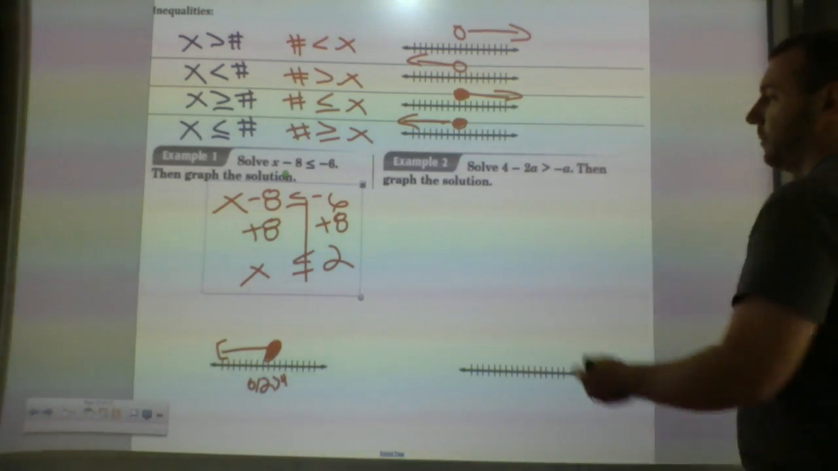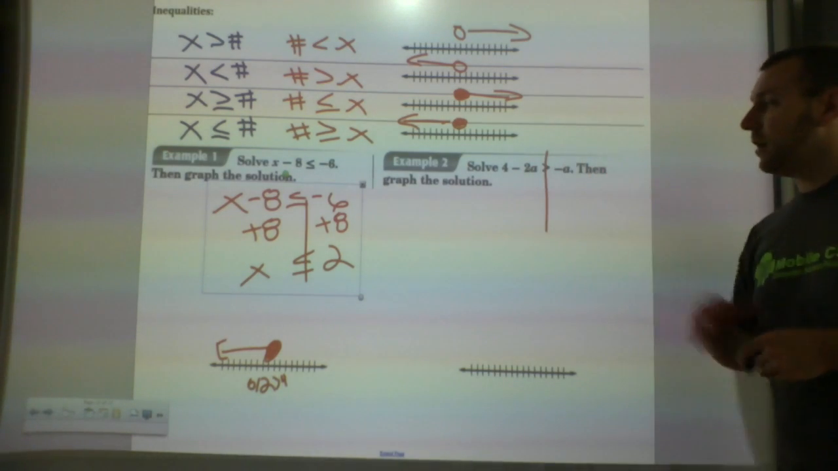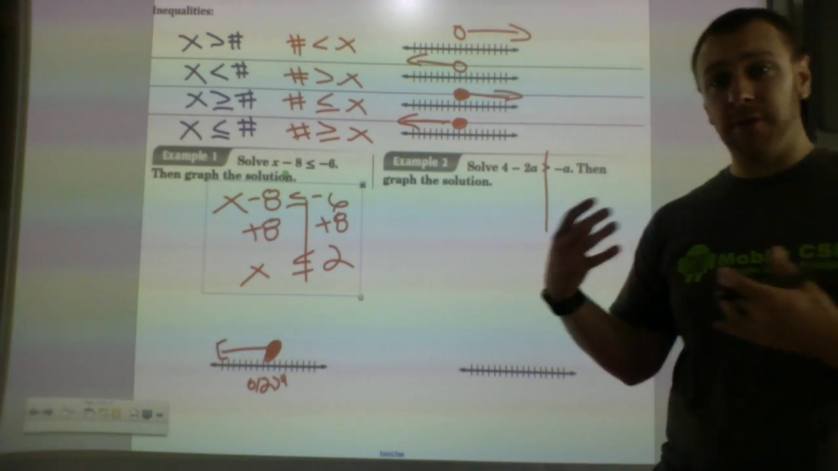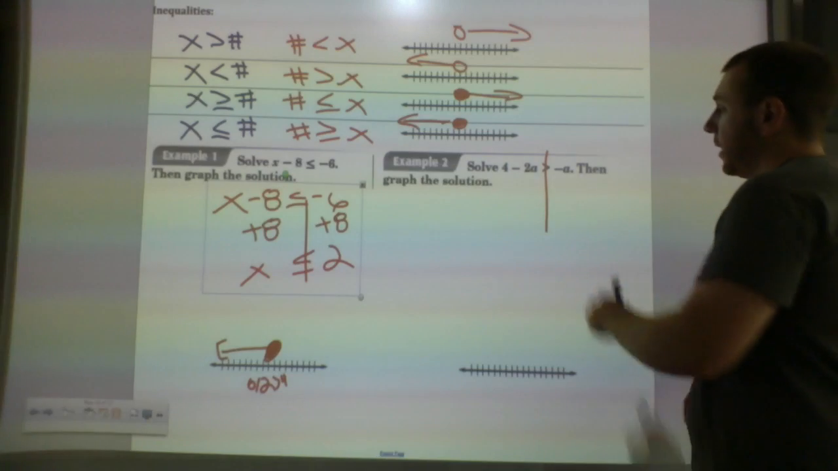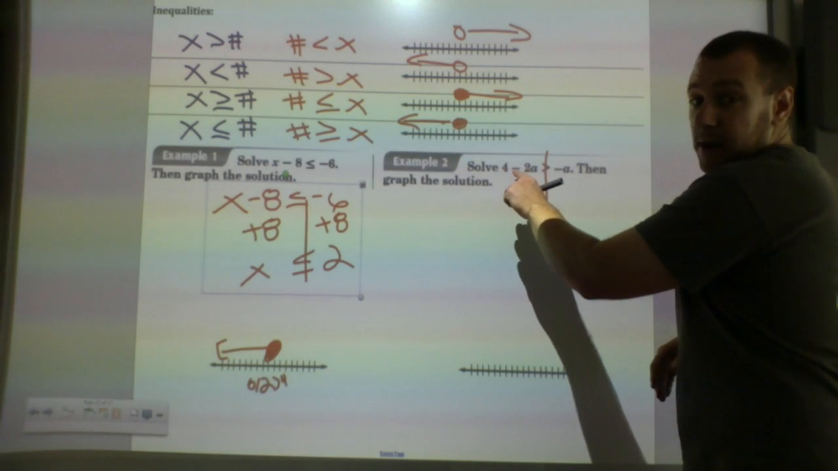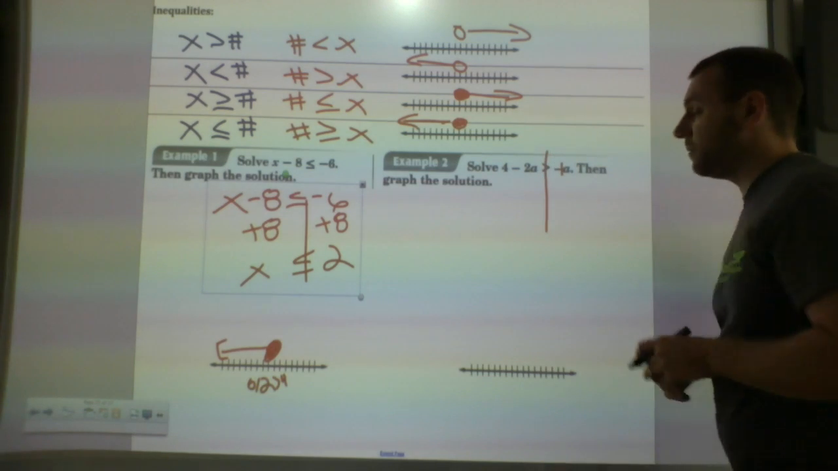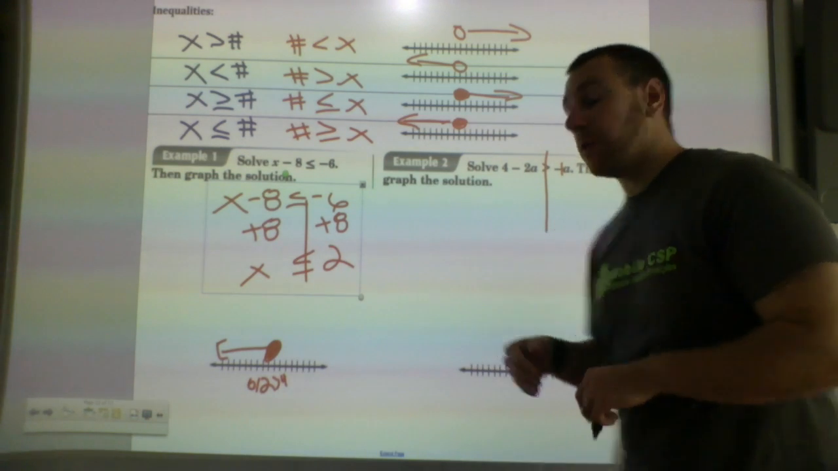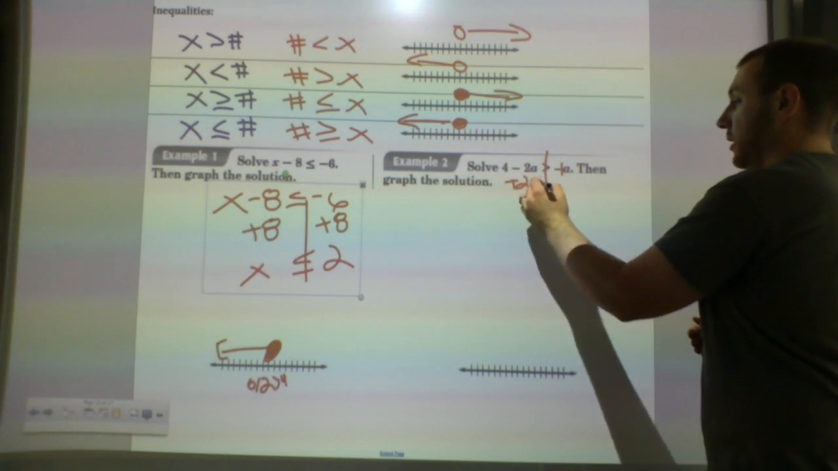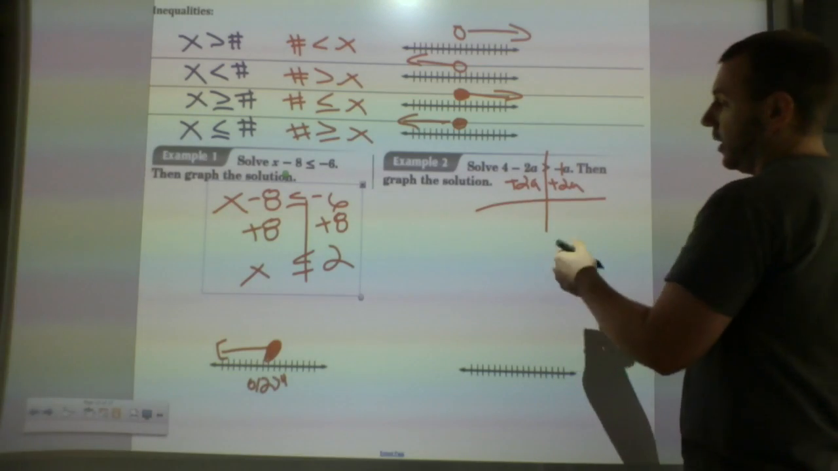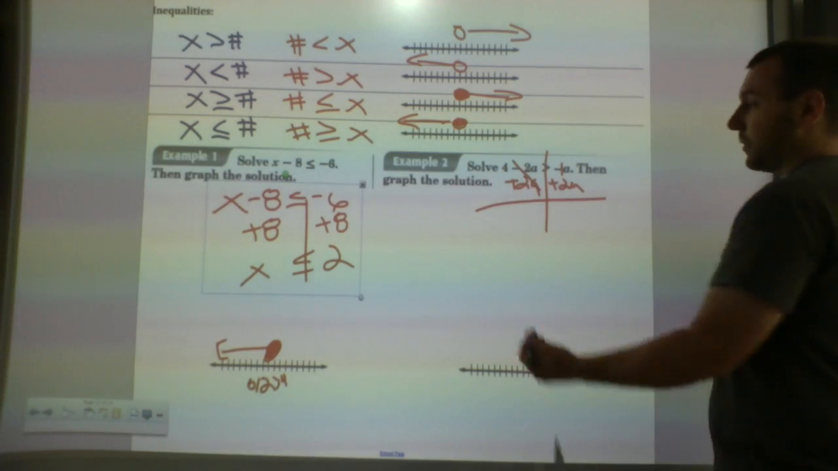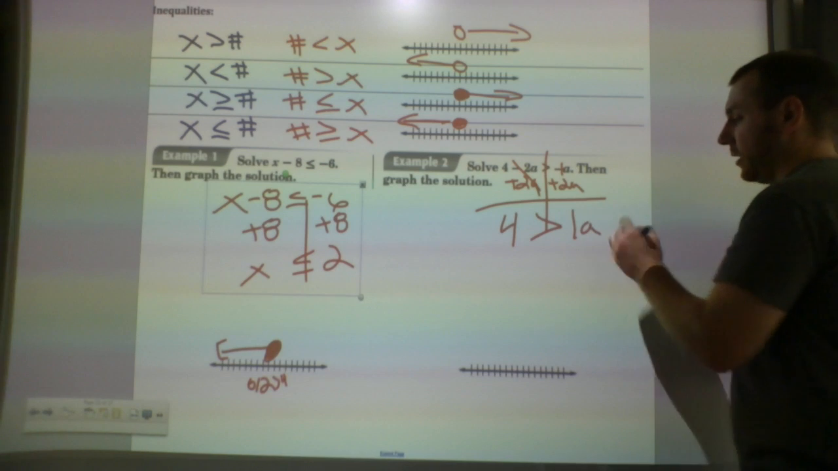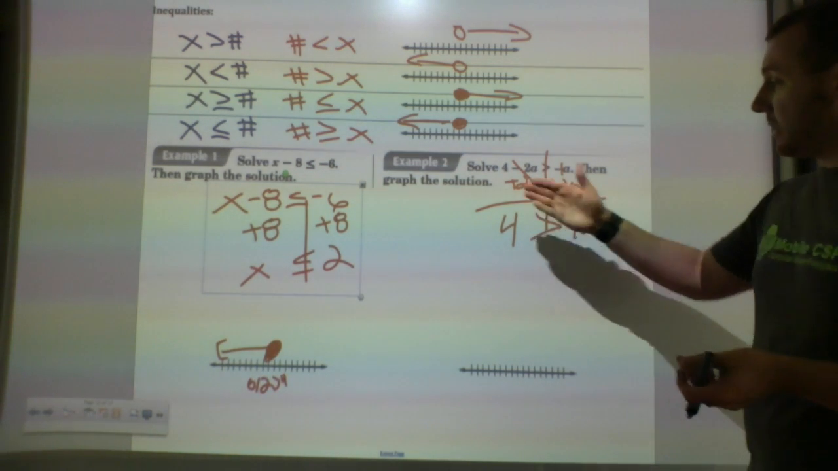In this case, I have variables on both sides. So again, I'm going to use that same rule that I told you before. I'm going to move the smaller number. Now, the smaller number, this is negative 2, this is negative 1. Negative 2 is smaller than negative 1. So what I'm going to do is I'm going to add 2 to both sides. Add 2a to both sides. These cancel out. I'm left with 4 is greater than 1a, or just a. So a is less than 4.